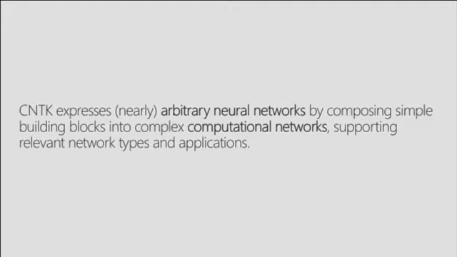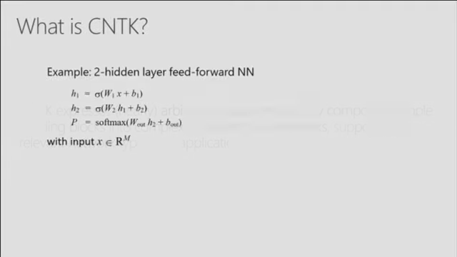So what exactly is CNTK? CNTK expresses nearly arbitrary neural networks by composing simple building blocks into complex computation networks. Let me give you a very simple example here. Bear with me a little bit, this is a little bit of math. For those of you who understand the very basic deep learning model, the multi-layer perceptron, this is a very simple 2 hidden layer feed-forward network.